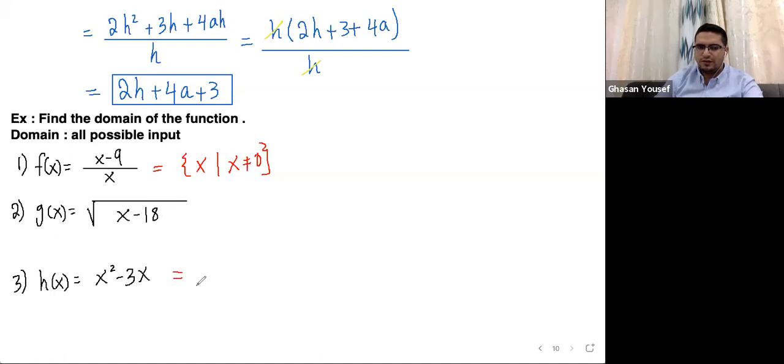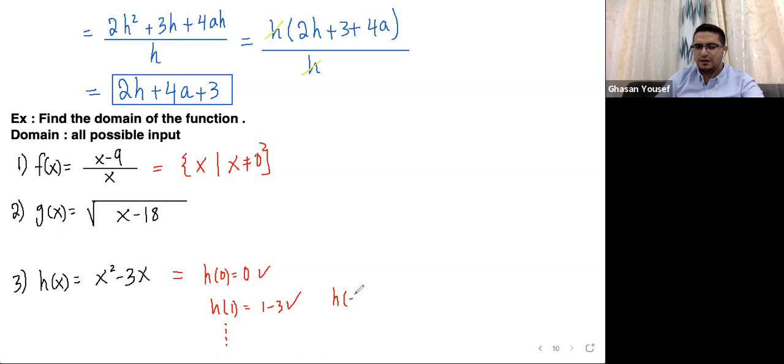I will go back to the second one. Can I plug 0 inside this function? h of 0 gives me what? 0 squared minus 0, which gives me 0. This is fine. Can I plug positive numbers like 1? Yes, it will be fine. It gives me 1 minus 3, and I get an answer. The same thing holds for all positives.